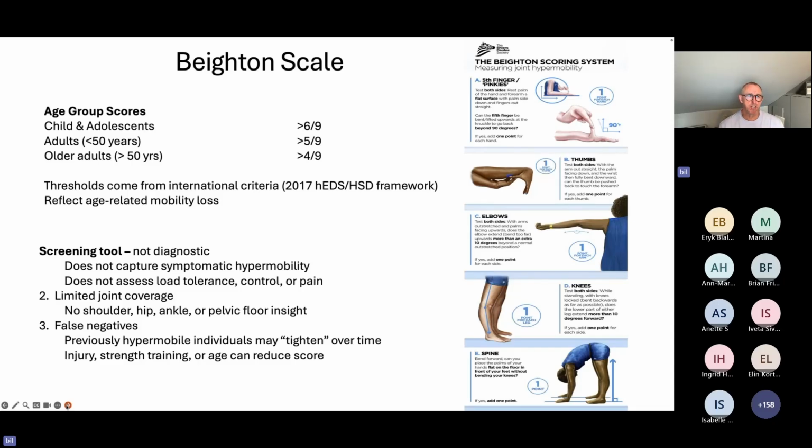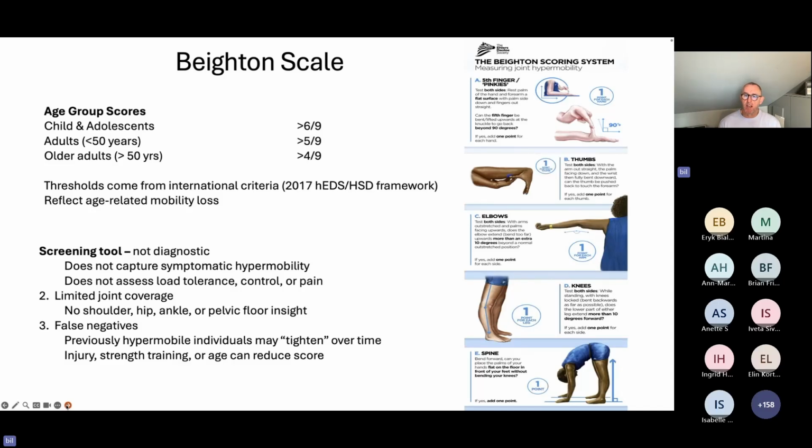We have to remember that it's a screening tool, it's not diagnostic. It doesn't capture symptomatic hypermobility. It does not assess load tolerance, control, or pain. Limited joint coverage, well, there's no looking at shoulders, hips, ankles, or pelvic floor insight. And we often get false negatives because previously hypermobile individuals can tighten over time, and even within their age groups can score lower than the criteria would say they should, but they still can be hypermobile.